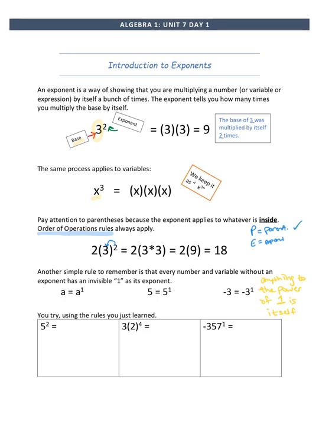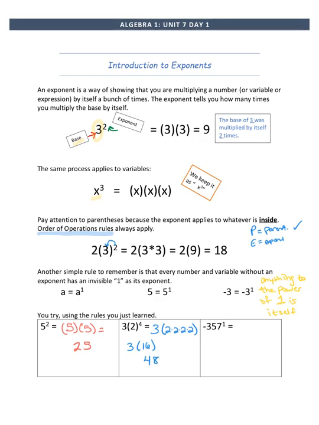So you try these 3 problems at the bottom. I want you to stop the notes, you do the math, and then come back and check to see if you're right. All right, 5 squared, or 5 to the second power, equals 5 times 5 equals 25. Not so bad. 3 times 2 to the fourth power is 3 times 2 times 2 times 2 times 2, which is 3 times 16, which is 48.